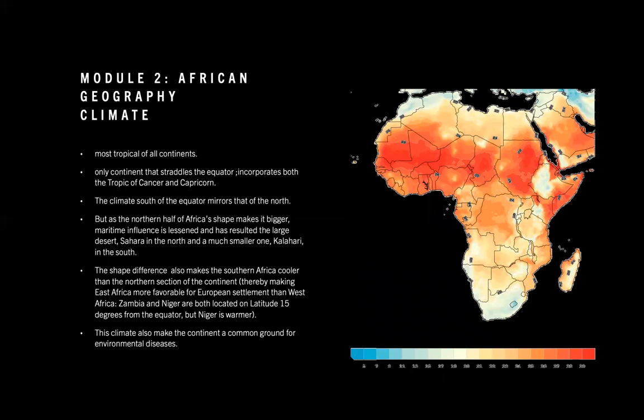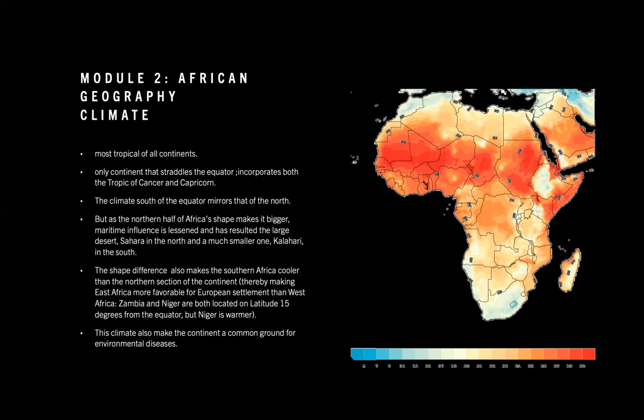Furthermore, talking about its geography and the climate, Africa is considered to be the most tropical of all continents. And while sinabi natin earlier that one common misconception about the continent is that it's entirely hot, ito lang naman po ay true for the areas near the Sahara. And sabi dito, the climate south of the equator mirrors that of the north of the equator. Kaya there's really a large portion na mainit sa Africa.